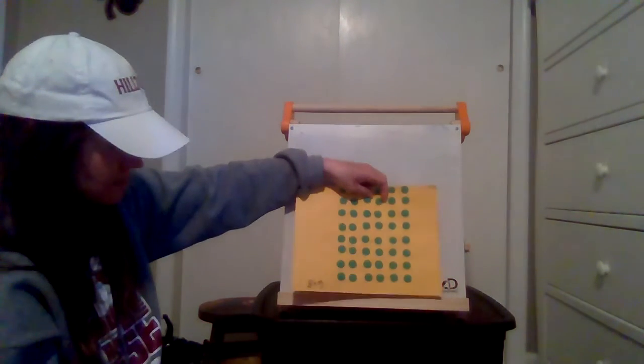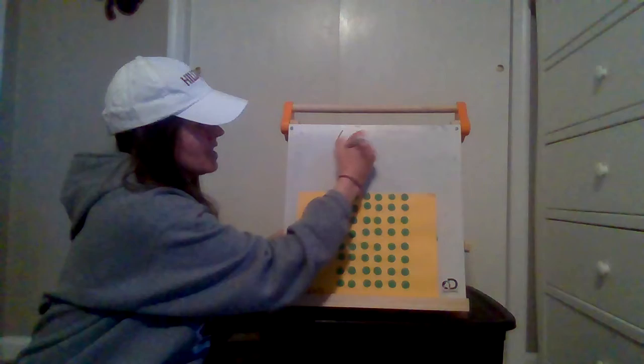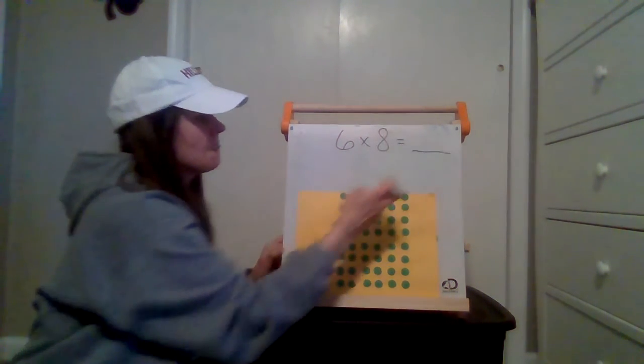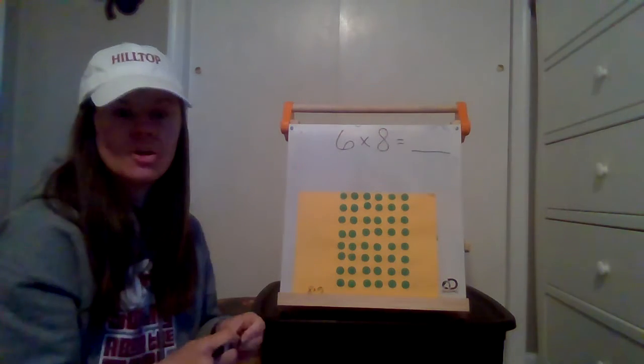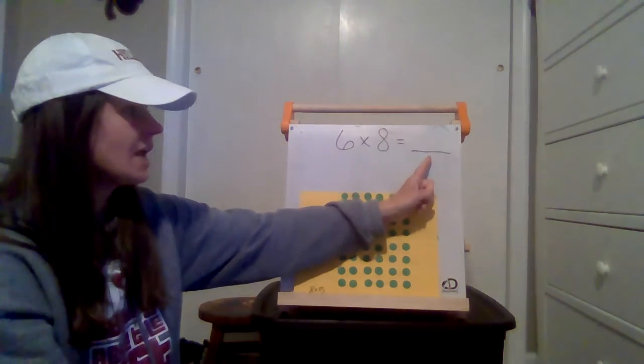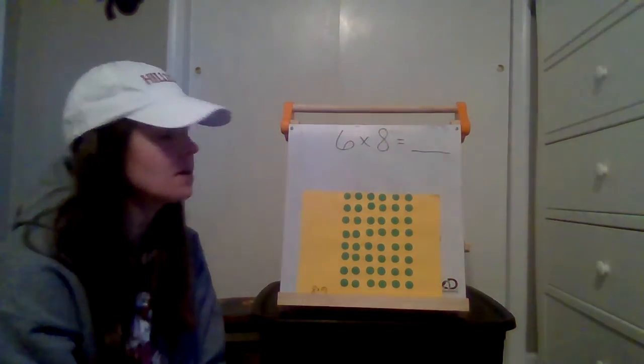So I'm going to go ahead and write that fact up here. I'm going to write it as 6 times 8. When I look up here, my 6 and my 8 are my factors. They're the two numbers that I'm multiplying. And my answer that I'll get will be my product.